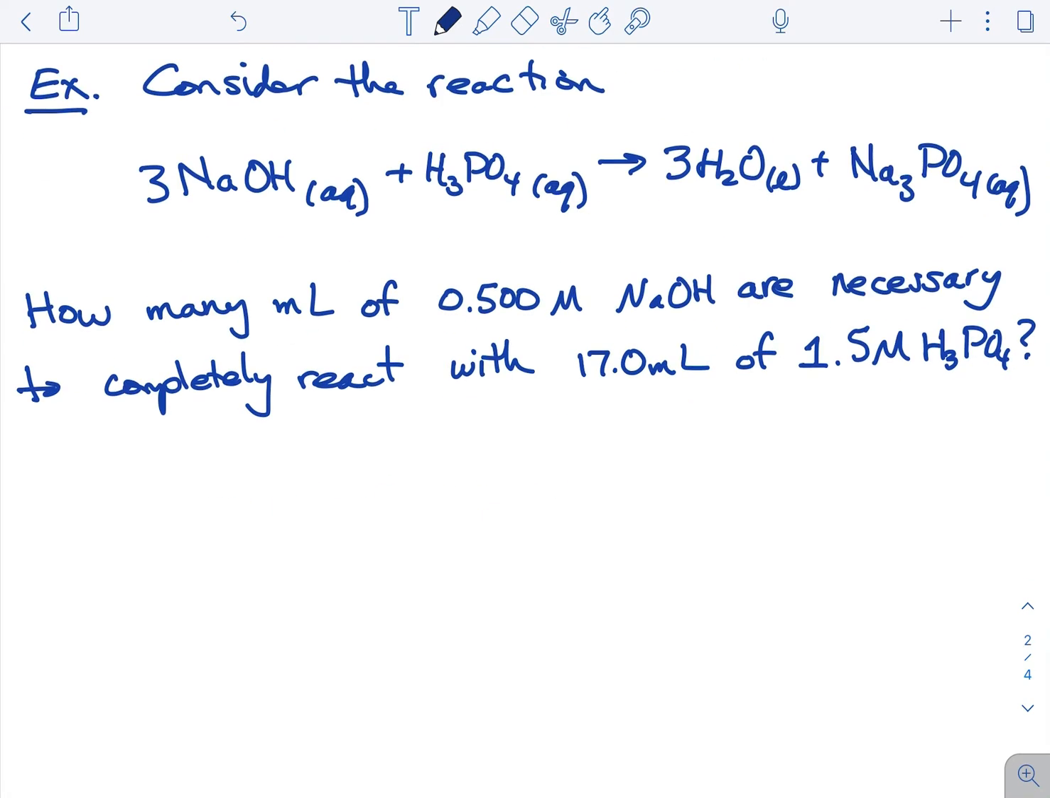So the best way to do this is to look at a practice problem. So consider the reaction 3 sodium hydroxide plus phosphoric acid yields 3 waters and sodium phosphate, and the reaction's been given and it's been balanced for us. How many milliliters of 0.5 molar NaOH are necessary to completely react with 17 milliliters of 1.5 molar phosphoric acid?